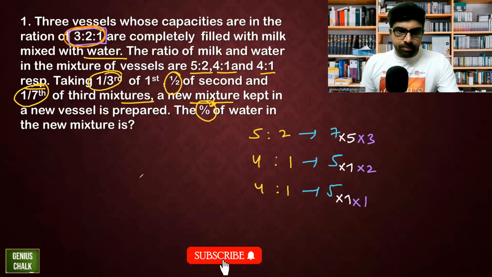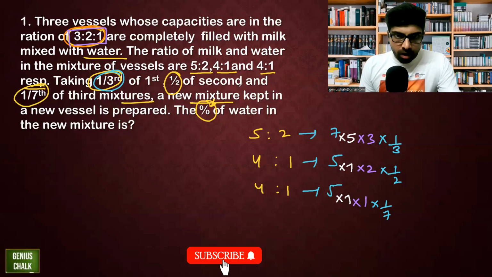Afterwards, it's given that we have to withdraw 1/3 of the first. That means just multiply here with 1/3. Then we have to withdraw half of the second and 1/7 of the third. This concept we have done.